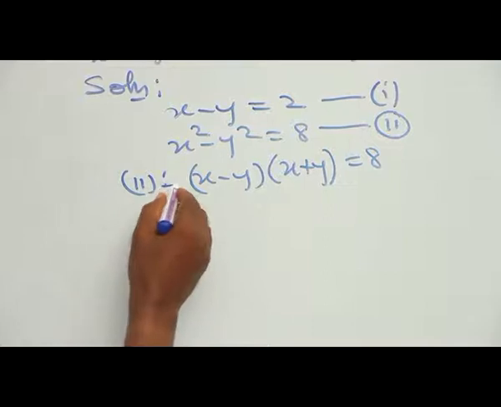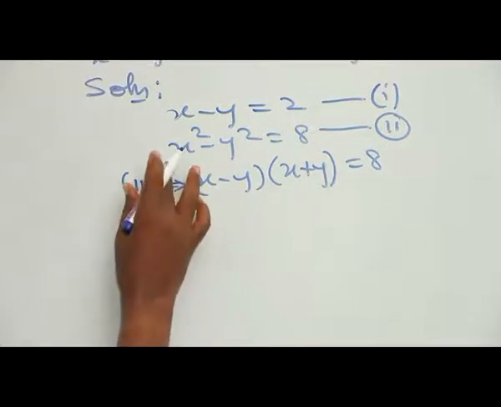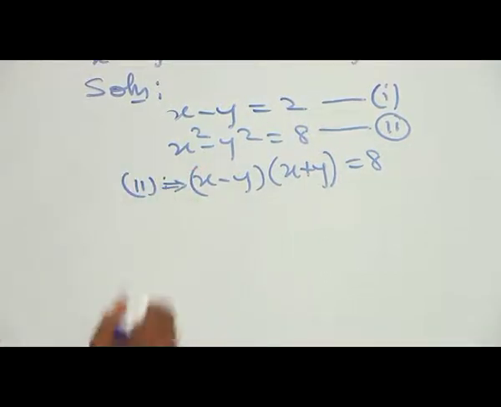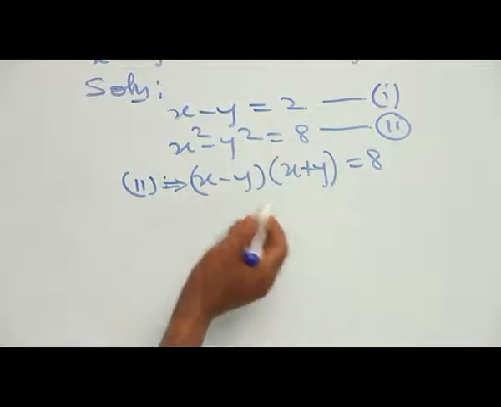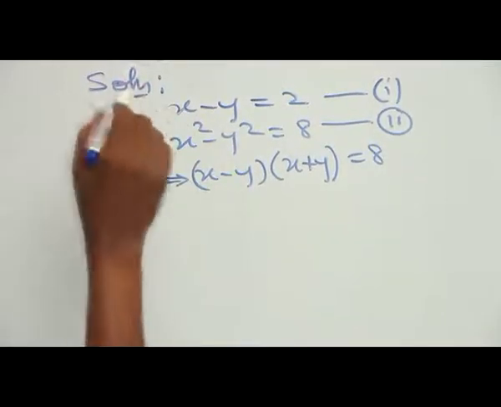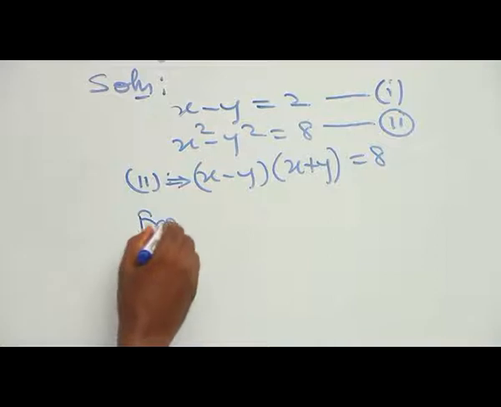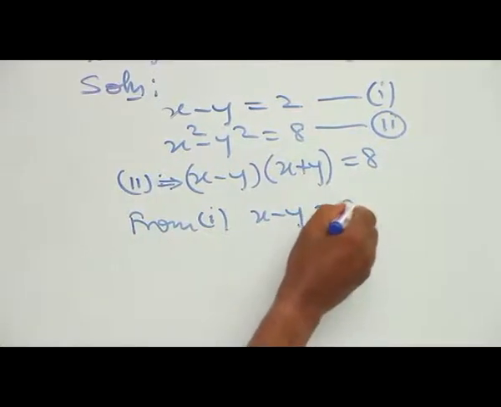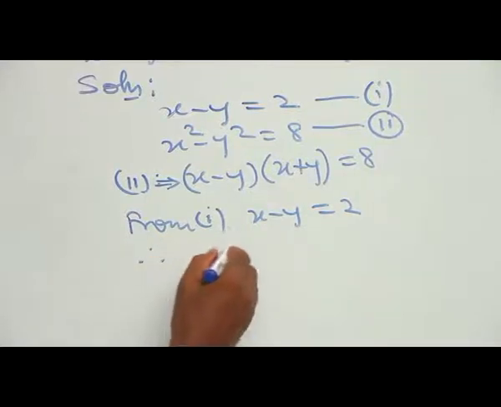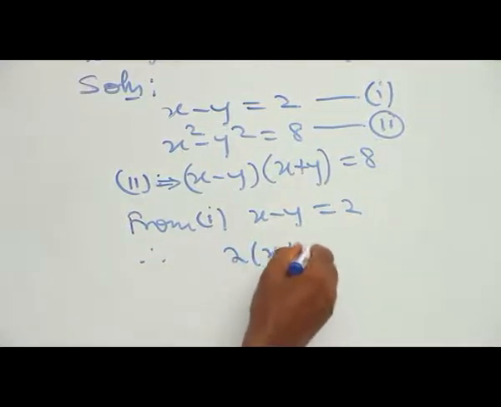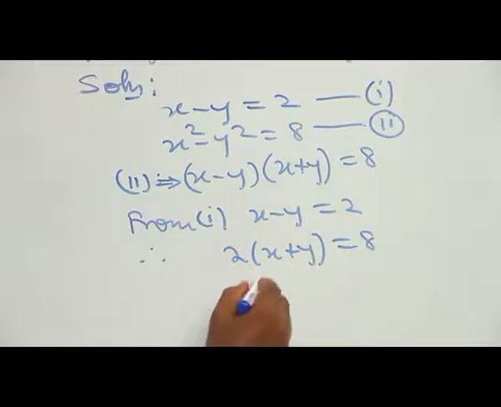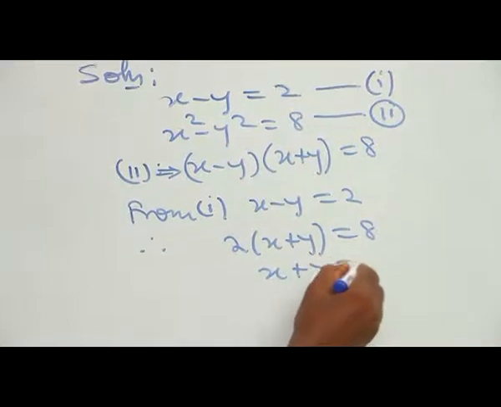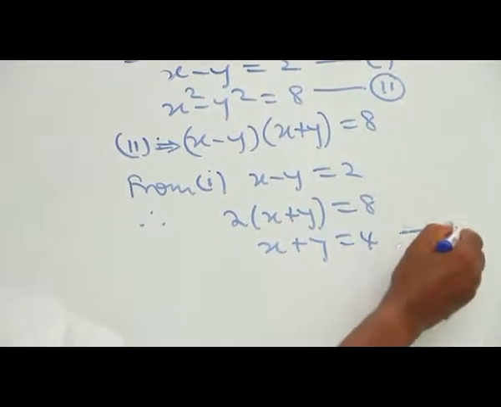Equation 2 now has become this. Alright. Now, you observe again that s minus y is 2 in equation 1. So from 1, our s minus y is equal to 2. Therefore, we have 2 into s plus y equal to 8. And that means s plus y is equal to 4. Call this equation 3.